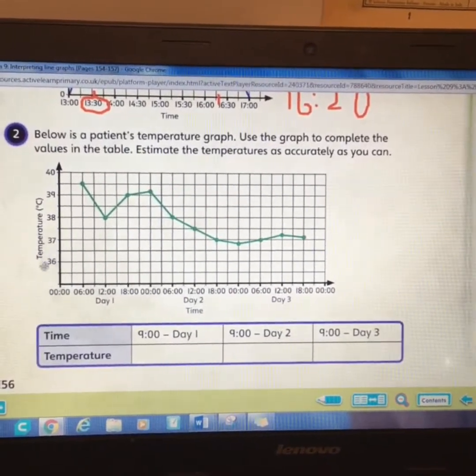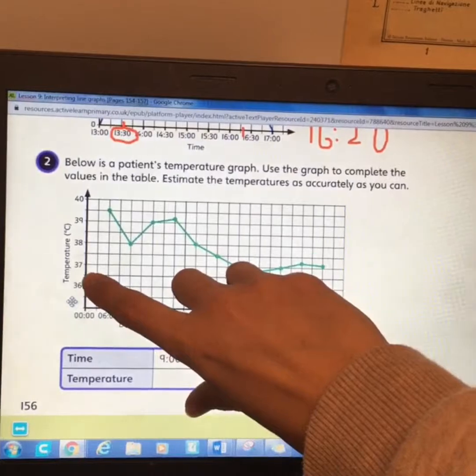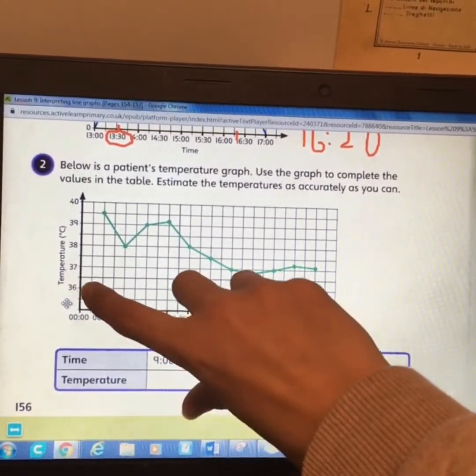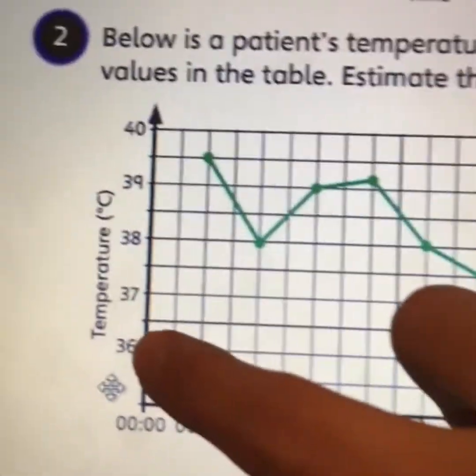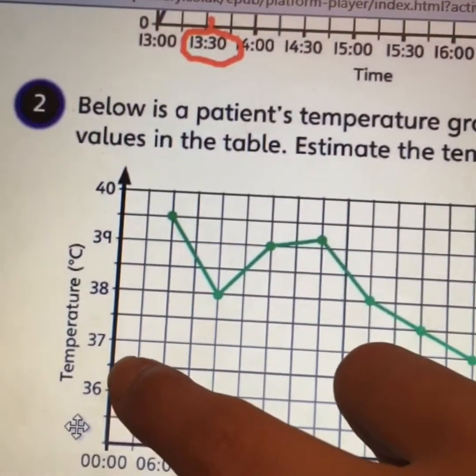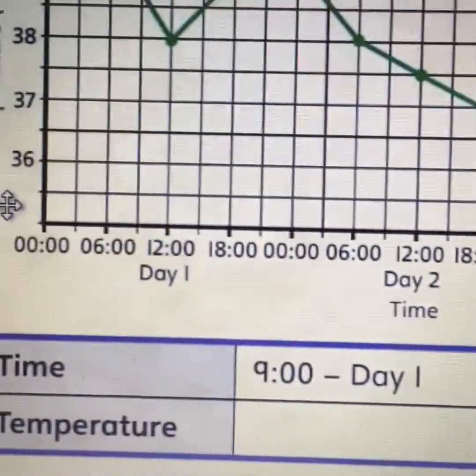So if the difference between 36 and 37 is 1 degree, what's this little halfway point going to show them? What's each grid line going to be showing? Well, it's going to be showing half a degree. So if that's 36, that's 36 and a half, 37, 37 and a half, 38. Right, let's have a look down the bottom then.